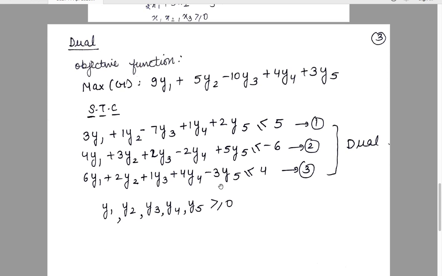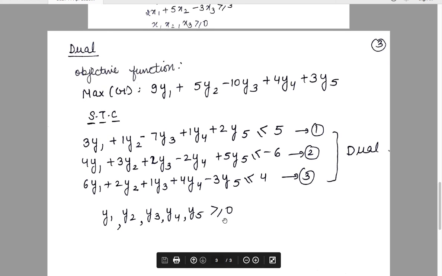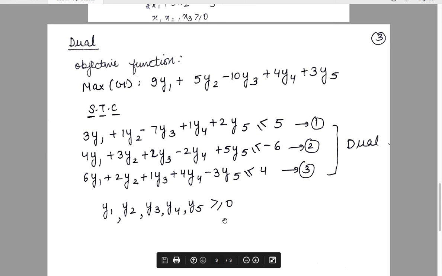Now in the non-negativity condition we will write y1, y2, y3, y4, y5. These are the new variables. All these variables are greater than equals to 0. So this is our non-negativity condition. So all 4 cases of duality are now clear. So duality is over here.